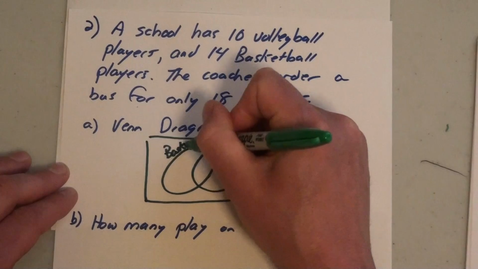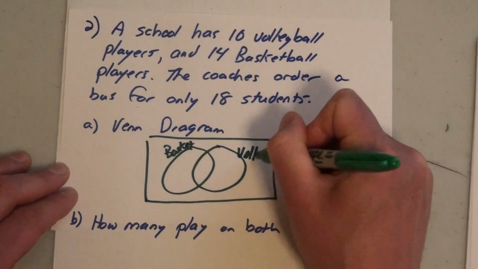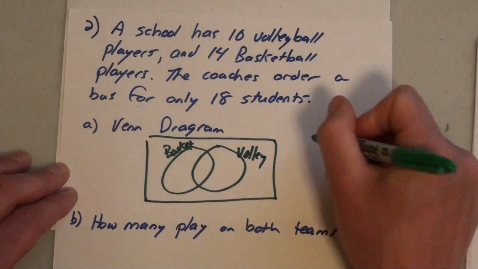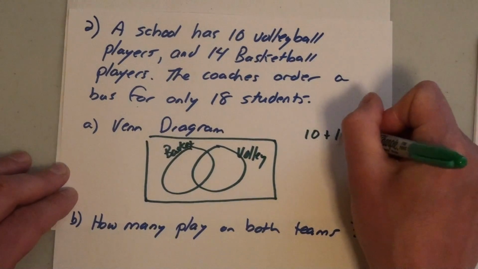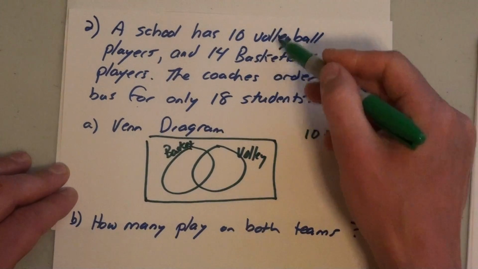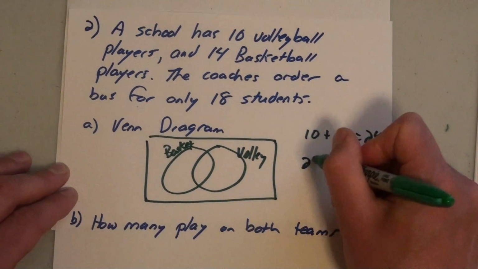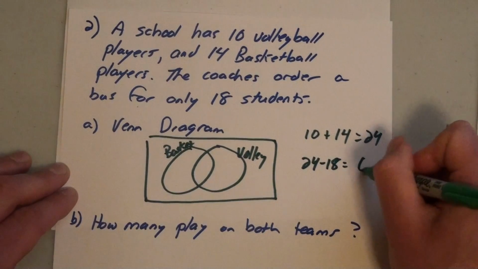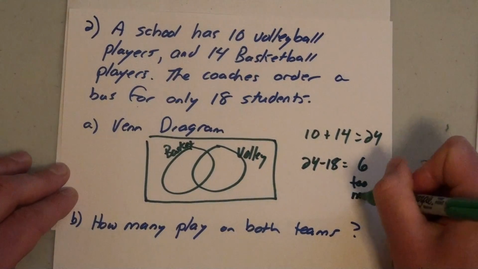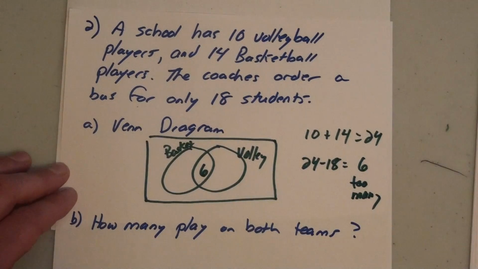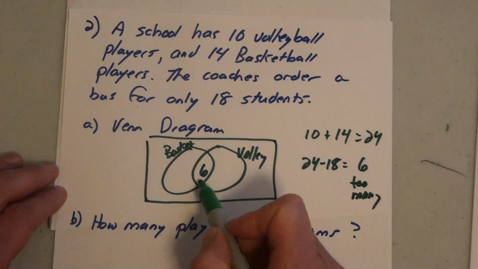So this is basketball, this is volleyball. I have 18 students in total, but I have 10 volleyball players and 14 basketball players, which gives me 24, and 24 minus 18 means I have 6 too many in my count. That means that 6 players must be counted twice. So there's 6 that are playing on both.